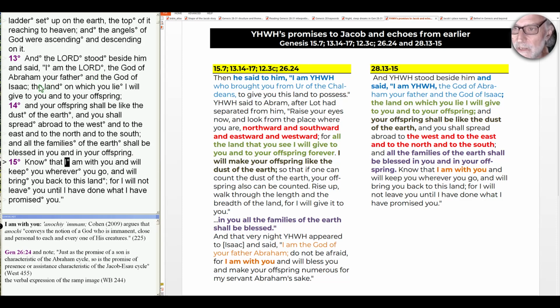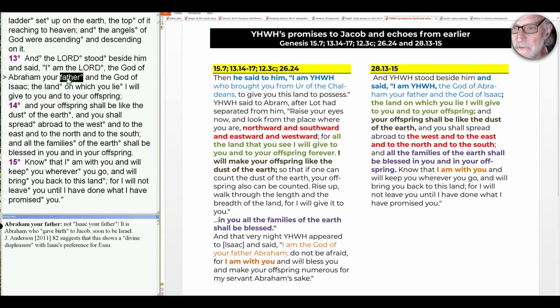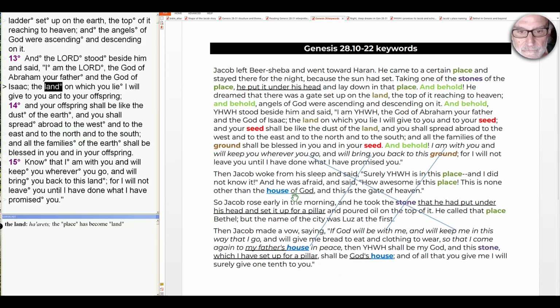So I am Yahweh, the God of Abraham, your father. Notice not Isaac, your father, who is obviously literally your father, and the God of Isaac. The land on which you lie I will give to you and your offspring. And note the back and forth here between eretz and adamah. So eretz is usually the word for land. And we'll see also, as you can see in the key words here, translated separately, ground here, which is adamah, which is what we hear the human is made out of back in Genesis 2. So there it's translated ground, and I translated ground there, and as land here. So land is something you build on, and ground is something you plant in or walk on.